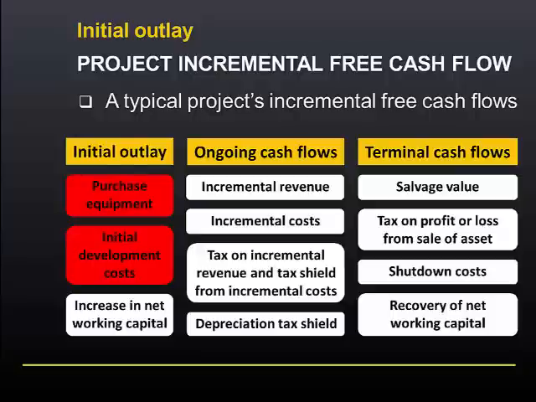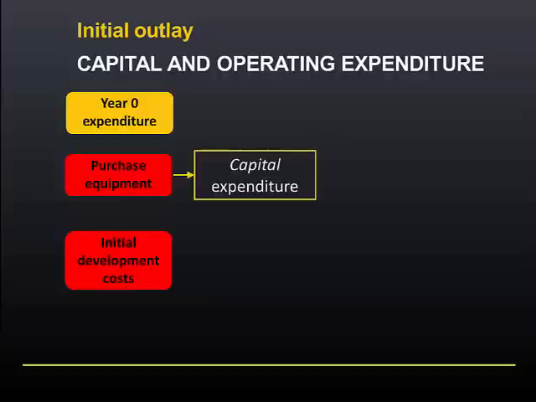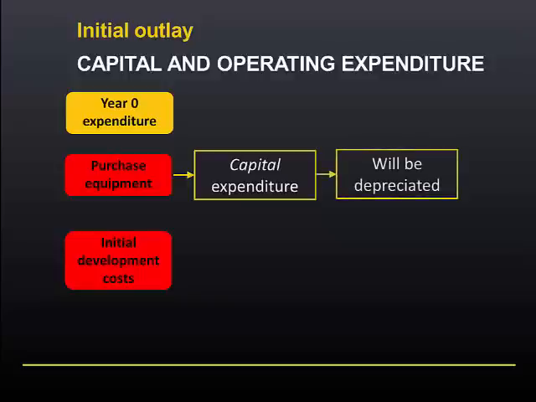In this module, we'll look at the initial outlay, which normally comprises the purchase of equipment and may include other initial development costs. Ordinarily, the purchase of equipment is classed as capital expenditure. If expenditure is classed as a capital item, it means that it will be depreciated over the life of the asset rather than being tax deductible when the cash flow occurs.